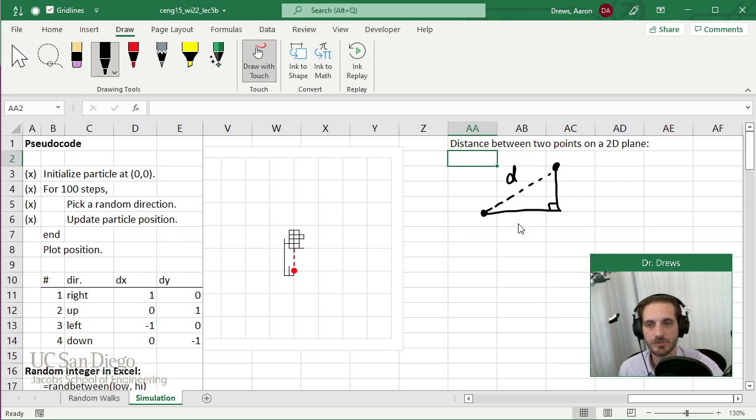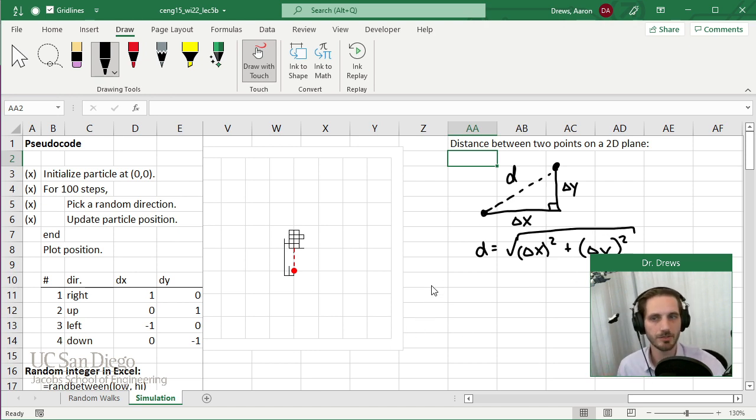And if this is your displacement in the x direction and this is your displacement in the y direction, then the distance you travel is just the square root of the sum of the squares. So we take the distance traveled in x and add it to the distance traveled in y, square both of those, and then take the square root of that. Just a little callback to geometry there. It shouldn't be new, but just as a reminder, because maybe you haven't used it in a while.